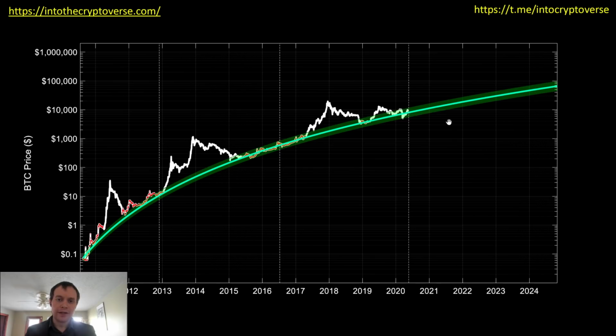Today we're going to talk about Bitcoin, and in the spirit of the halving that recently occurred, we're going to look to see what the fair valuation of Bitcoin would be at the next halving.